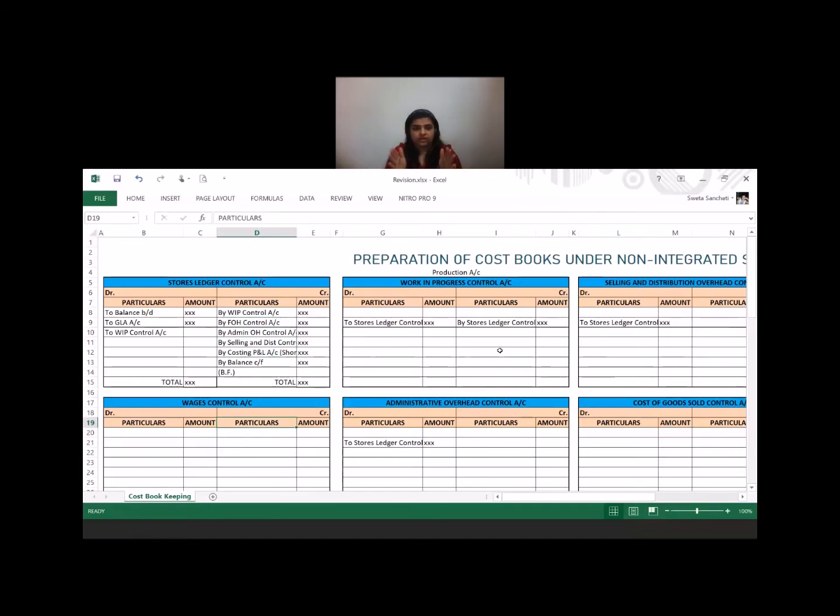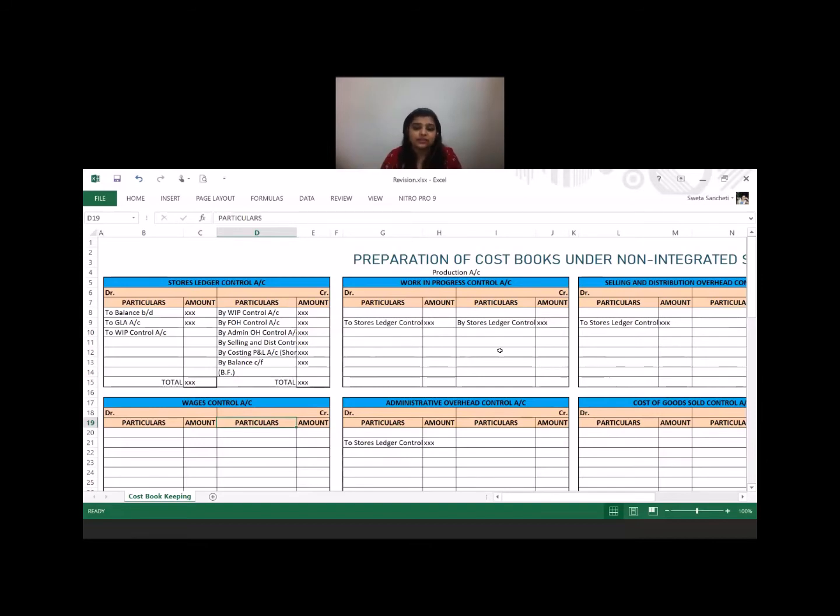Let us go to wages control account. Now, cost sheet, materials done. The second item is wage control account. That is your direct labor. Now, when we are talking about wage control, it includes your direct labor as well as the indirect labor.